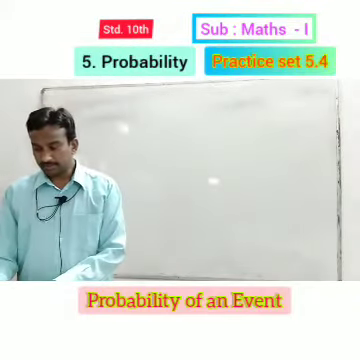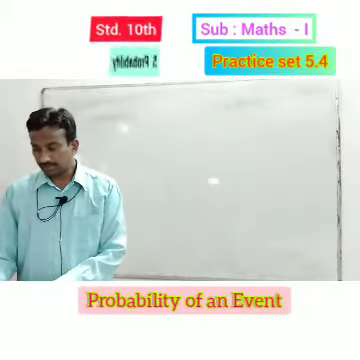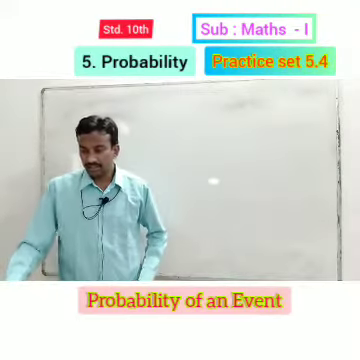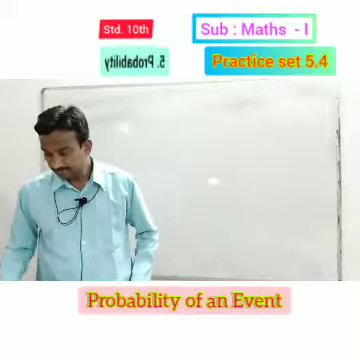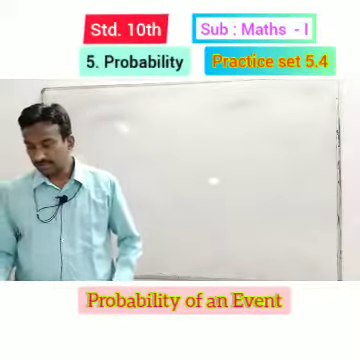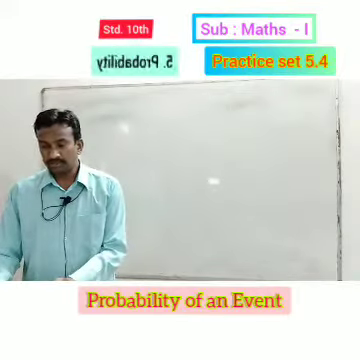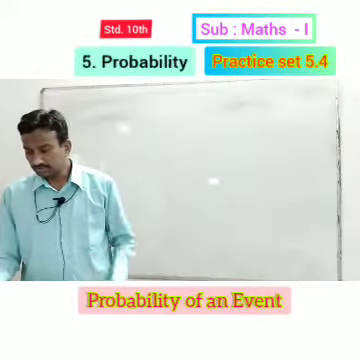In that first example is, if two coins are tossed, find the probability of the following events: getting at least one head and getting no head. At least one means one or more than one. At the most one means one or none.